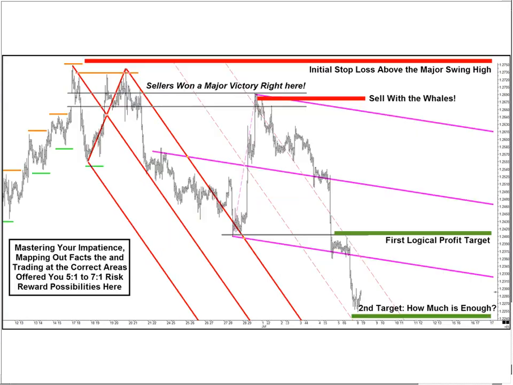If you get short, first logical profit. Why would this be a first logical profit target? Well, it's prior lows. There may be buy orders here. Now, it turns out it did pause. Then it came off the cliff. Well, that's okay. Nothing wrong with that. And you wanted to get the first one or second one.